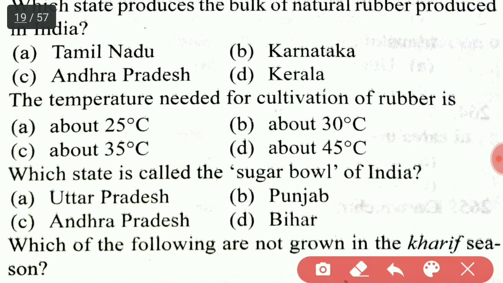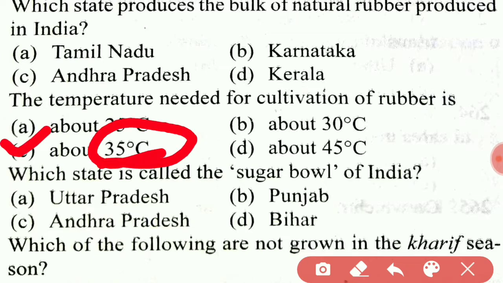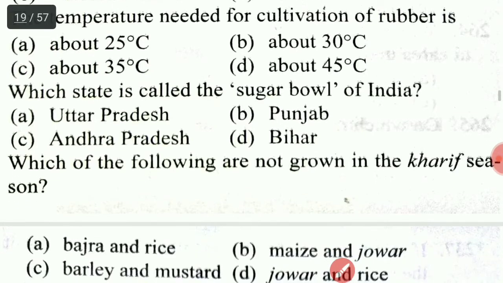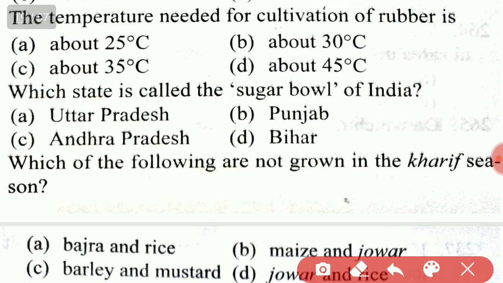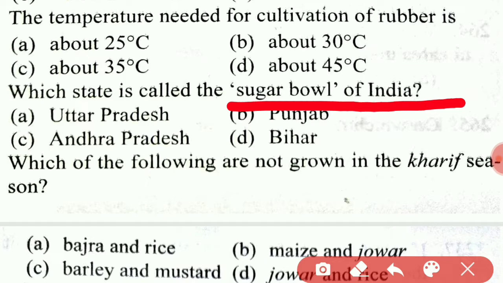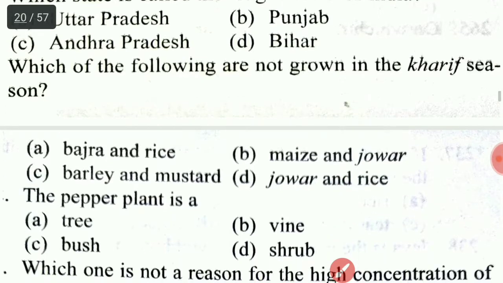Next, the temperature needed for cultivation of rubber is option C, about 35 degrees Celsius. Next, which state is called the Sugar Bowl of India? That is option A, Uttar Pradesh. Next, which of the following areas are not grown in the Kharif season?